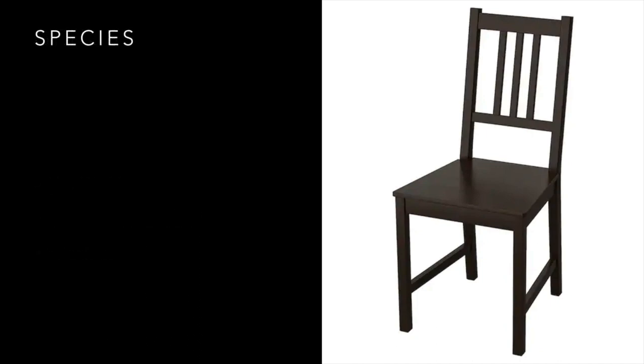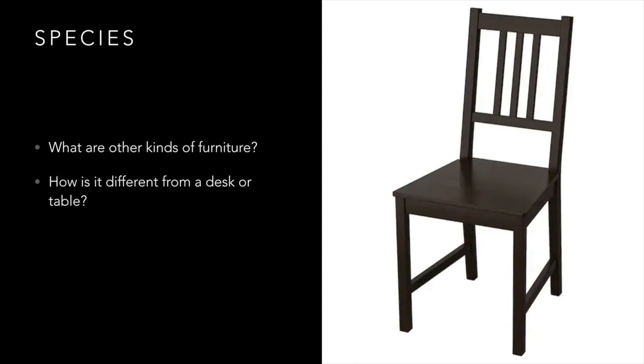Well, now that we have the genus, let's take a look at the species. So what are other kinds of furniture then? Well, we've got lots of different kinds of furniture. We got chairs, one. We also got tables and bookcases and couches and ottomans and all other kinds of stuff. So we're looking for what makes chair different from other kinds of furniture. Well, let's start with something that's pretty different from chair, say a desk or a table. One really big difference between a chair and a desk or a table is that you sit on a chair. Well, are there other kinds of furniture that you sit on? Well, yeah, there's couches.